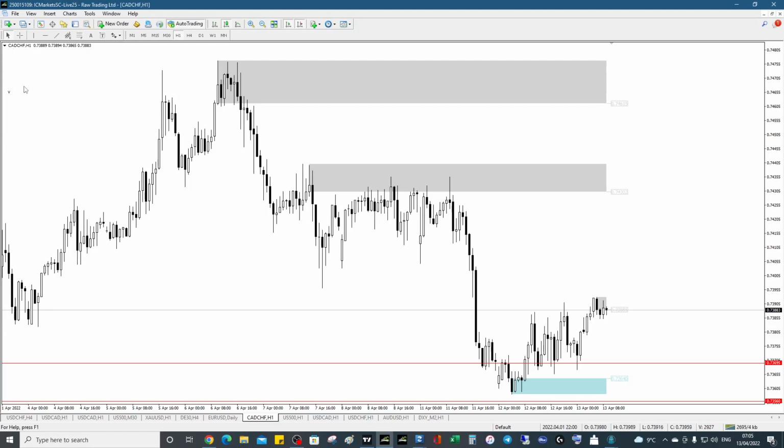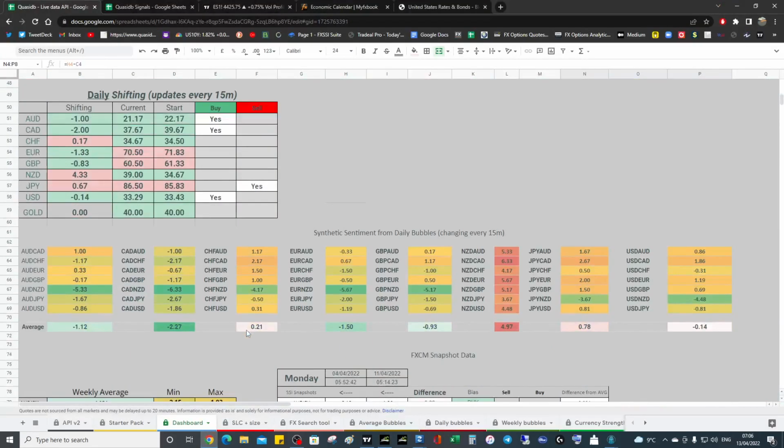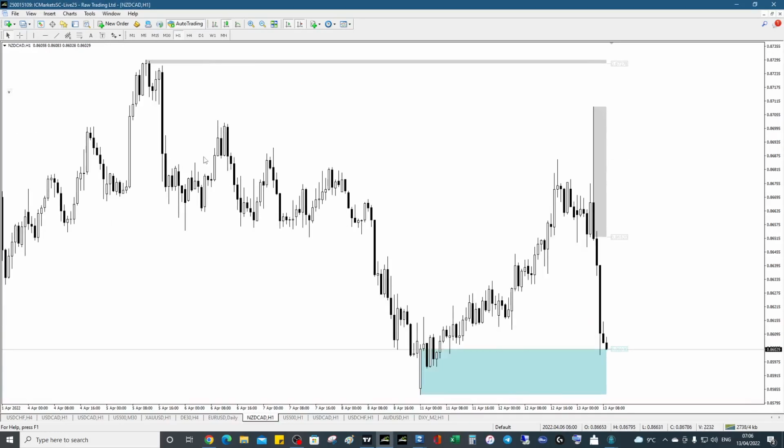So Kiwi CAD was one that is going to be of interest because of this synthetic sentiment from the daily bubbles. So this is the strongest indication. Also Aussie Kiwi is a buy as well, but we'll look at Kiwi CAD, okay, and see what we can see. Kiwi CAD, there we are. So this is a sell.